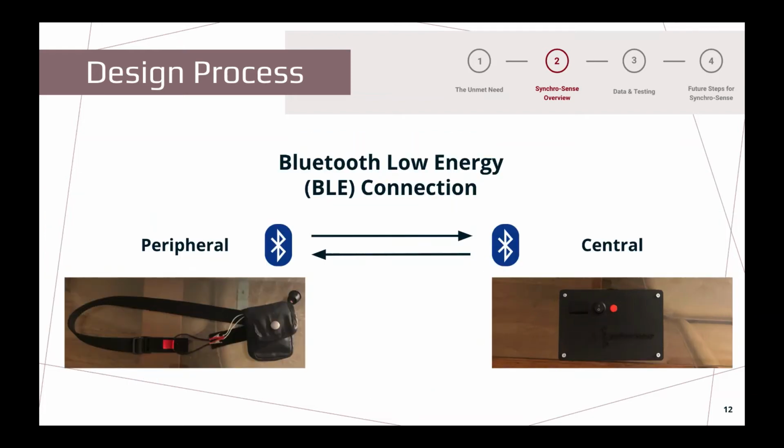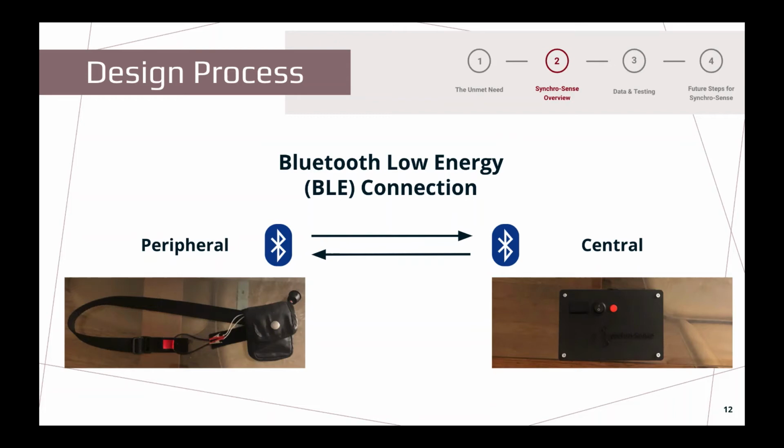We use MKR Wi-Fi 1010s for our microcontrollers to allow for wireless capability via Bluetooth Low Energy, or BLE, between the device and the strap. BLE uses Universally Unique Identifiers, or UUIDs, to facilitate communication. The UUIDs are used as handles to send and receive information between the components of our device.